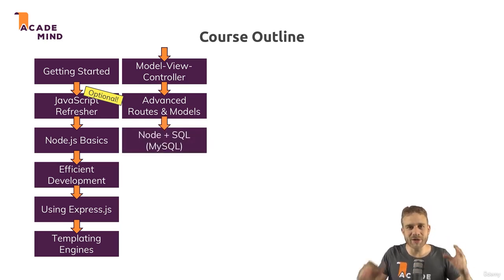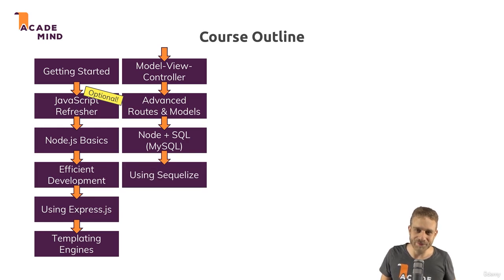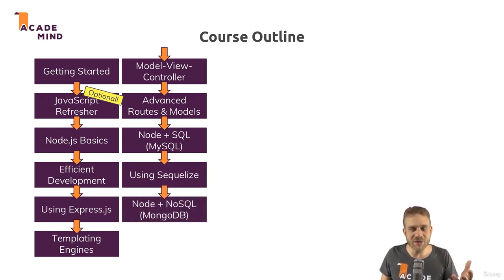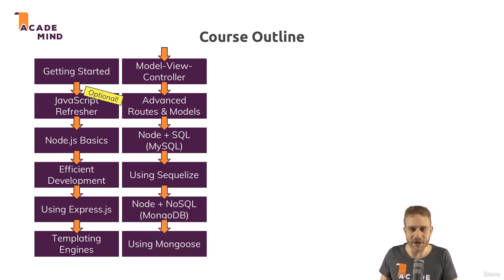And we'll start by connecting our Node application with a SQL database, MySQL to be precise. As a next step, we'll dive deeper into that and use a package that makes working with SQL databases easier, Sequelize. Now, after having seen SQL, we'll continue with NoSQL and see how we would use that. And we'll use Mongoose there to also make working with that easier. And we'll then stick to NoSQL for the rest of the course, but you'll thoroughly learn both SQL and NoSQL.